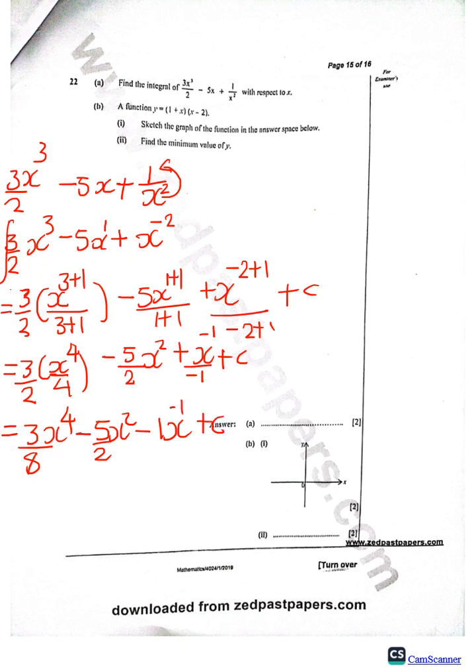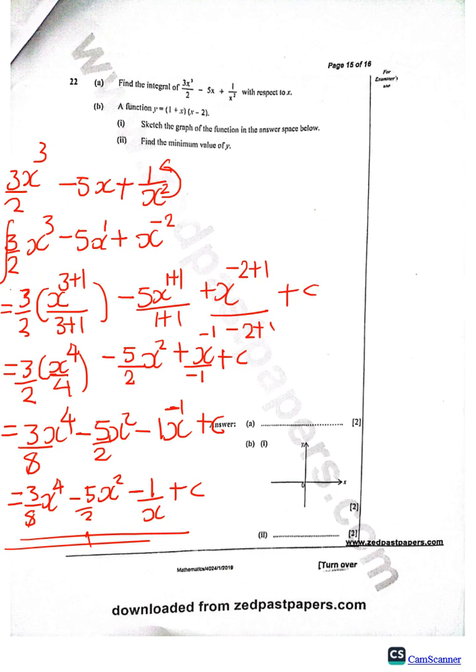We are done, but the rule is you don't leave x with the negative index, so we need to move our x to the power negative 1 to the bottom. So the final answer is 3 over 8 x raised to the power 4 minus 5 over 2 x raised to the power 2 minus 1 over x plus c. So that is our answer. Now let's move on to question B.